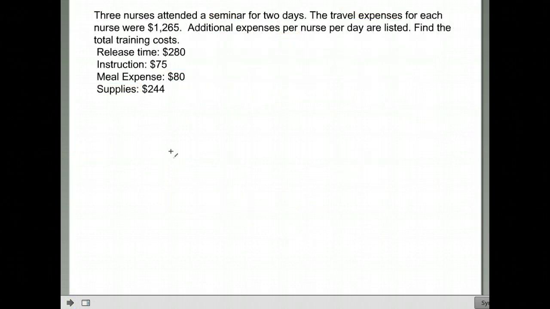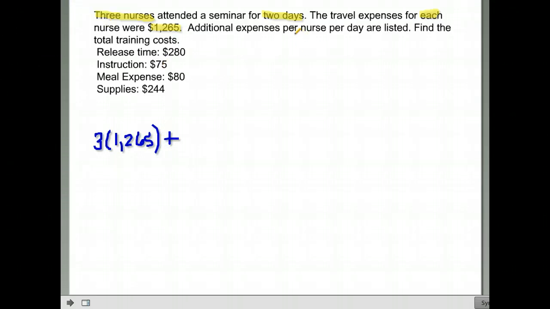Let's do one more. Okay, here are 3 nurses. So we want to make a note of that. There's 3 people. They're attending a seminar for how many days? 2 days. The travel expenses for each nurse, that's for each one, is $1,265. So I'm going to make a note of that. Okay, so there were 3 people and their travel expenses were $1,265 apiece. So that's my first thing that I know about.